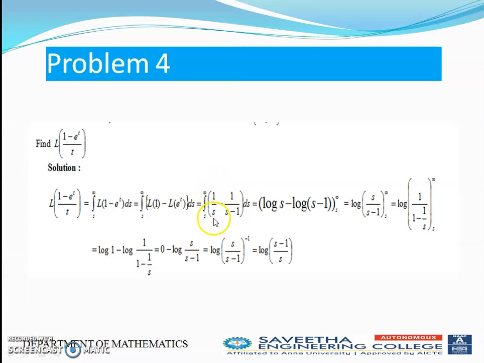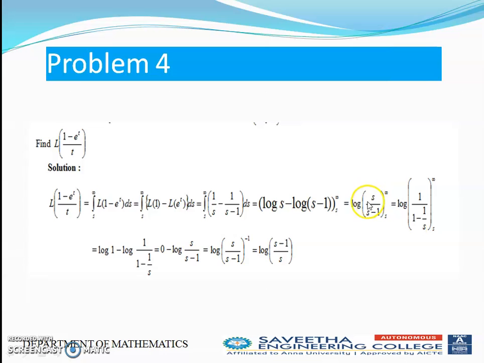Then integration of 1 by x is nothing but log x. So we write log s minus the integration of 1 by s minus 1, which can be written as log of s minus 1. So the limit is s goes to infinity. We know the formula log a minus log b is nothing but log of a by b. So log of s by s minus 1 as s goes to infinity. Here, when I apply infinity, log infinity must be infinity form. So in that case we take s outside here.